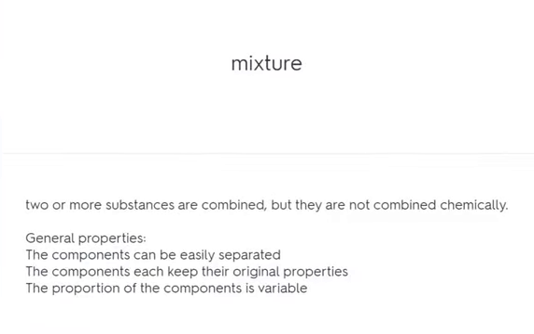Mixture, two or more substances are combined, but they are not combined chemically. General properties: the components can be easily separated. The components each keep their original properties. The proportion of the components is variable.